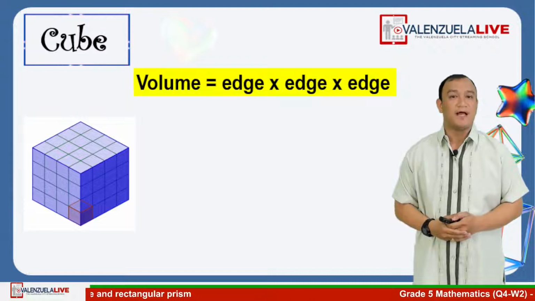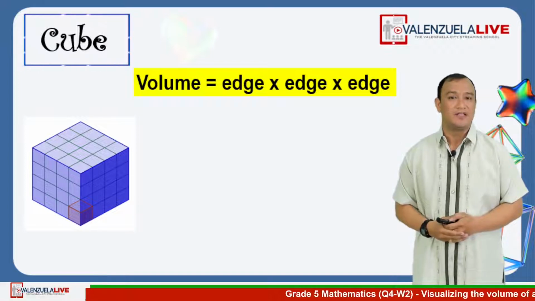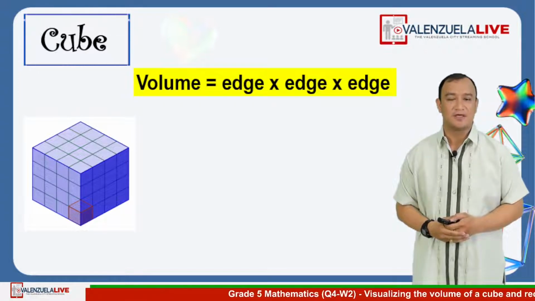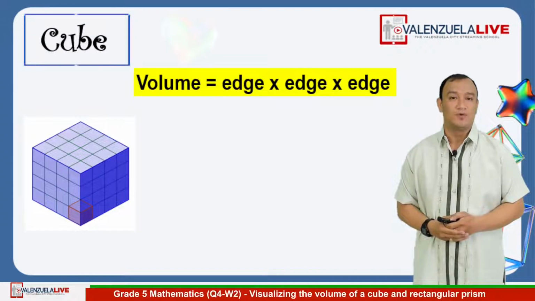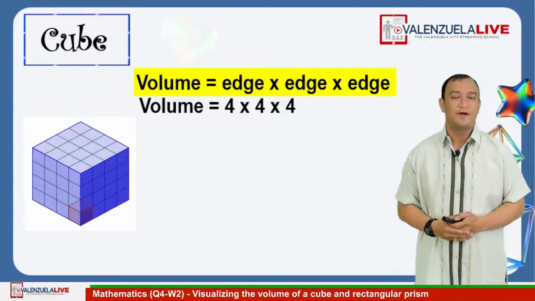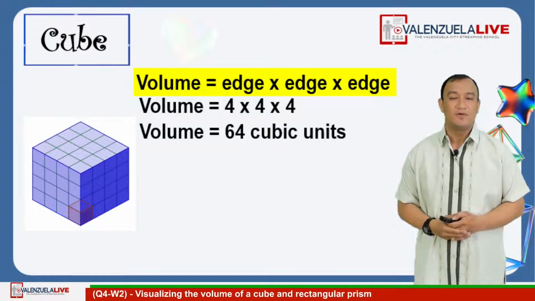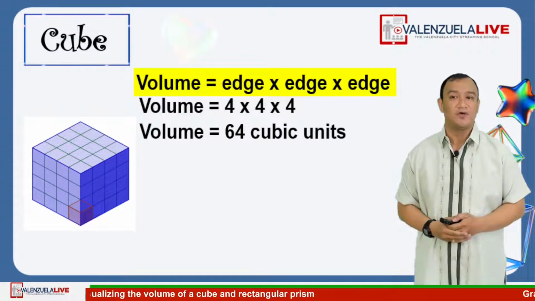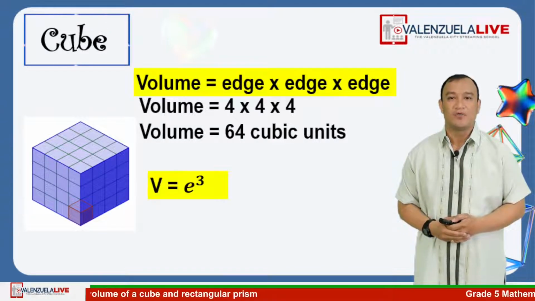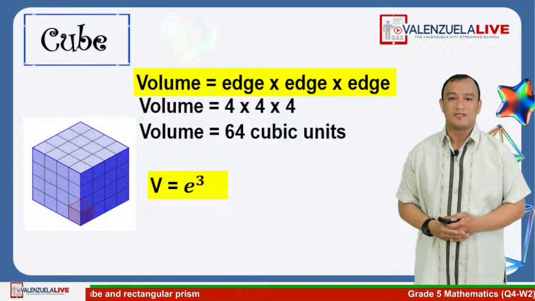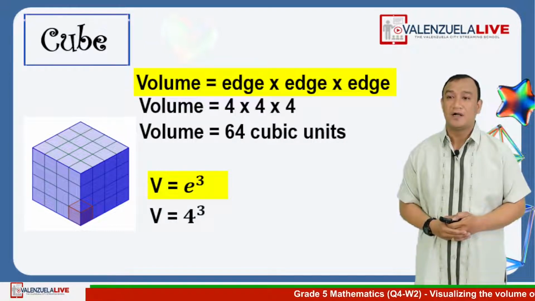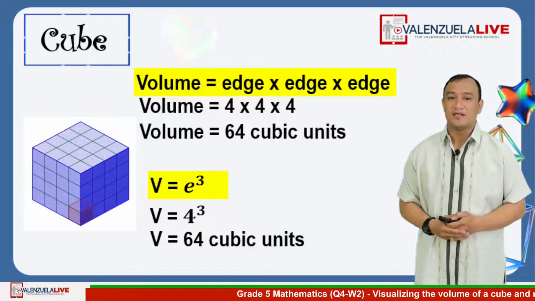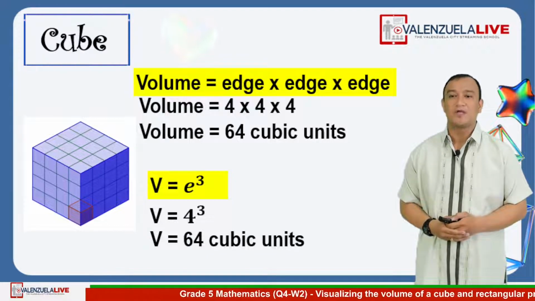Another way is by applying the formula of volume. Volume is equal to edge times edge times edge, which if we substitute the value of edge, it will result into 4 times 4 times 4. So, the volume is 64 cubic units. Or we also use volume is equal to e cubed. That stands for 4 cubed. And the result is also 64 cubic units.